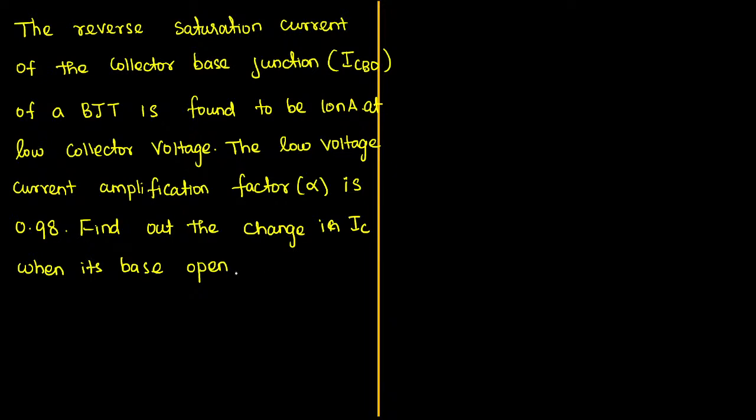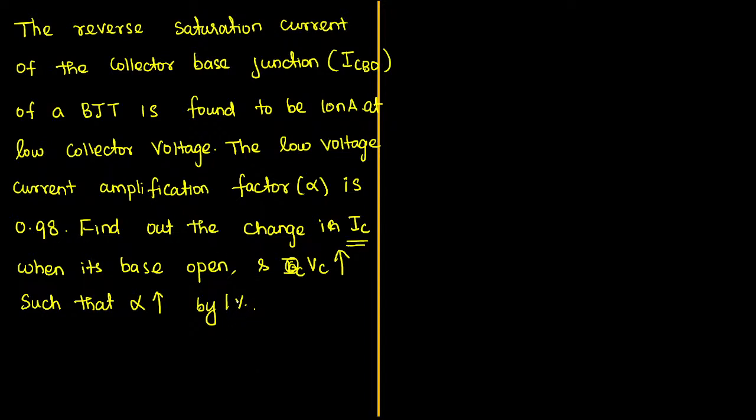They are telling that when the base is open, under collector voltage, one minute guys, collector voltage VC is increased such that alpha increased by 1%. That is the question they have given. What have they asked? Find out the change in collector current.